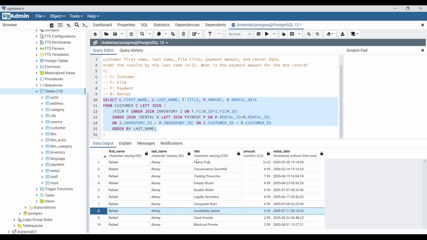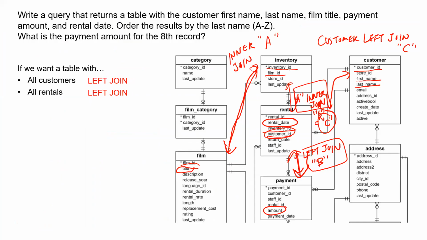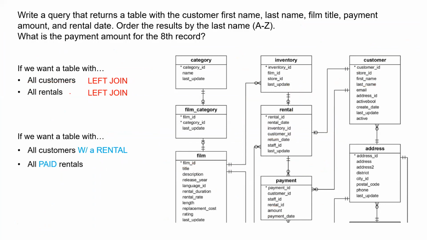Now let's go back and look at a different scenario. That previous case was when we want a table with all customers and all rentals. So let's look at another case. What if we want a table with all customers who had at least one rental, with the rental, and then all paid rentals?